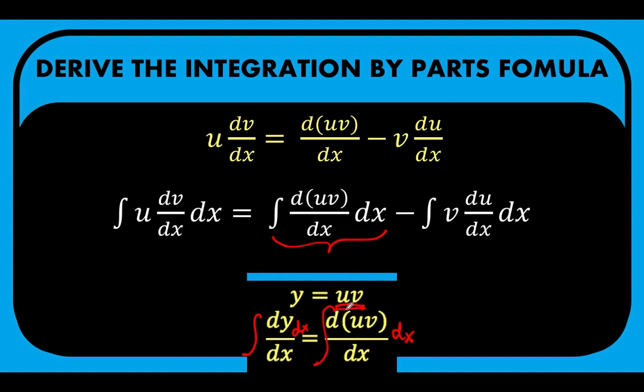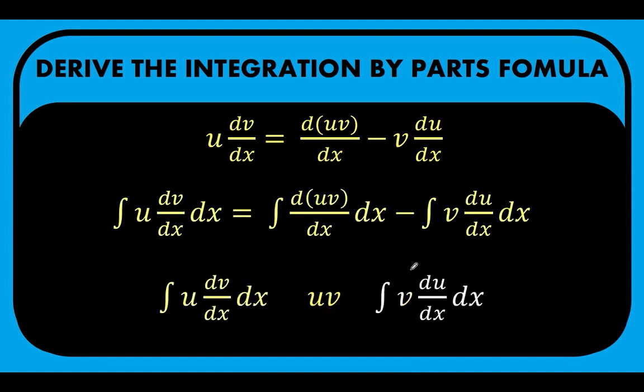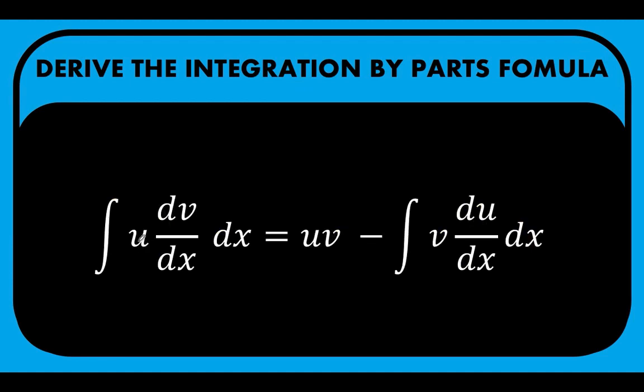So let's do the necessary substitution. This part here is equal to uv. Just copy the left side, copy the right side, and copy the corresponding operations. This last part here is what we call the formula for integration by parts. So let's zoom out on this formula now. The integral of a function times the derivative of another function is equal to the product of the two functions minus the antiderivative of the second function times the derivative of the first function.